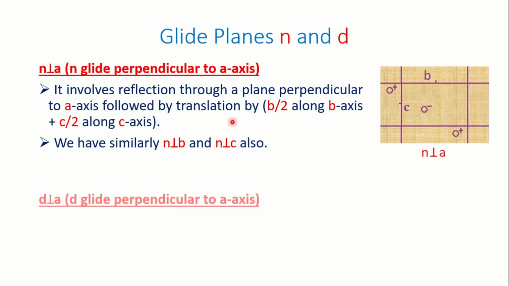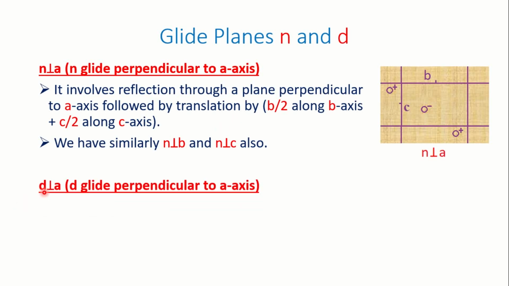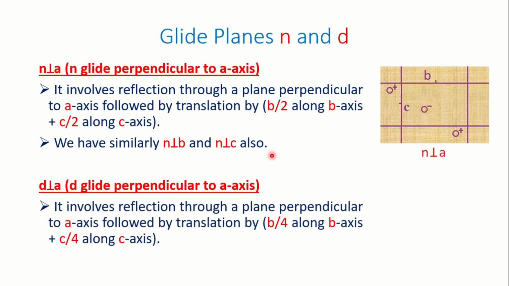Now 3 more you have. And these 3 are D glide perpendicular to A, D glide perpendicular to B and D glide perpendicular to C. If you take for example D glide perpendicular to A, the operations are all same, but the translation, instead of half, you have to translate by 1/4 unit. So these two operations are almost same, but here the translations are taking place by half units in both axes, and here the translations are taken by 1/4 units by both axes.